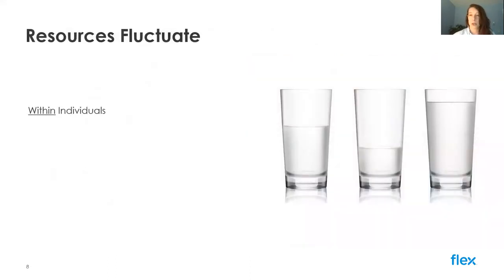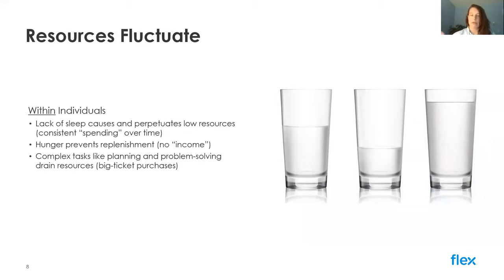Now, resources can fluctuate within an individual. So lack of sleep, skipping breakfast or not having enough food, doing a complex task like maybe planning your calendar for the next couple of months or prioritizing cases. Those types of things will make your resources dwindle, and then as you maybe eat or sleep or take a break, those resources can replenish.